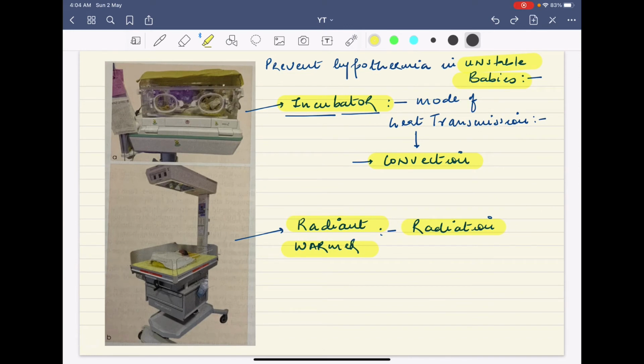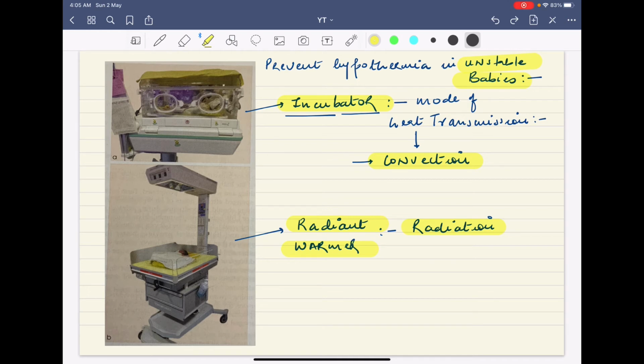These are direct images from your textbook, that is OP Ghai. So here they have shown first an incubator and another is a radiant warmer. So the mode of heat transmission in an incubator is convection. There is a circulation of air which is constantly maintained in the incubator, whereas in the radiant warmer the heat transmission is by radiation.